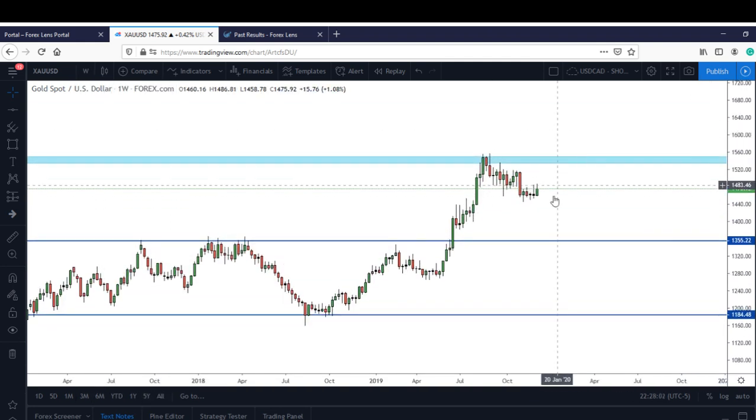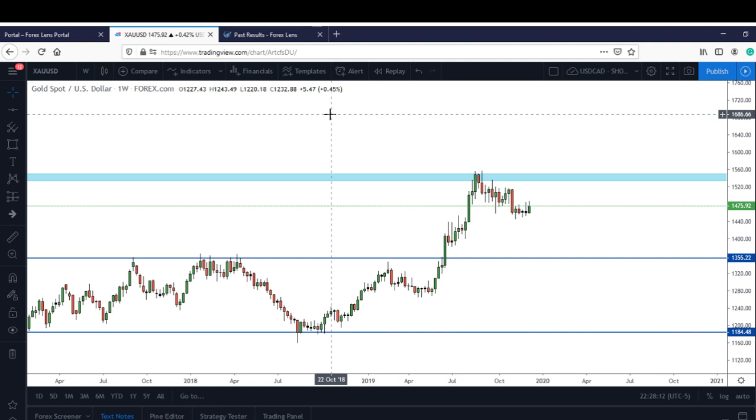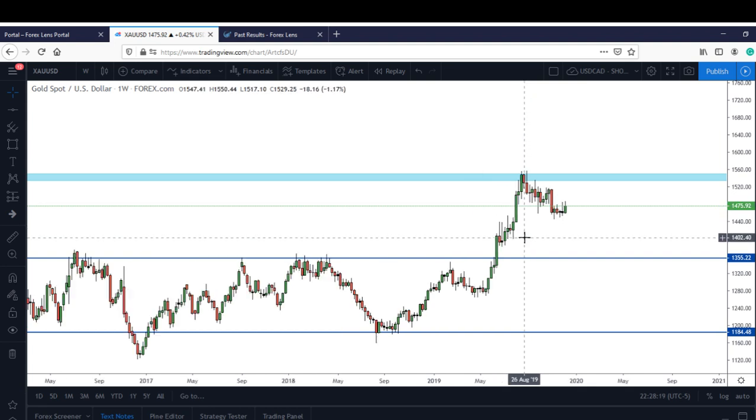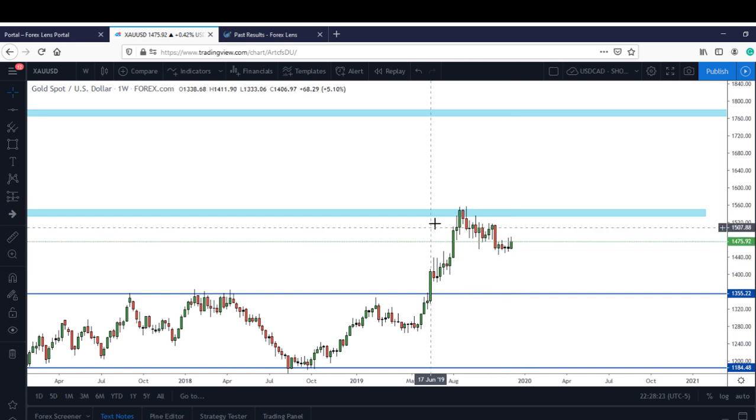And the weekly time frame is definitely a lot more bearish. You can see the clear lower highs, lower lows, lower highs, lower lows. So definitely something to watch out for if you're holding gold valuables or just actually in your account. It could slip quite a bit in the next few months going into 2020.